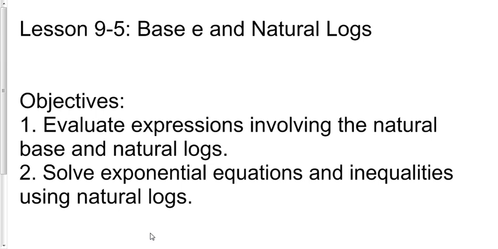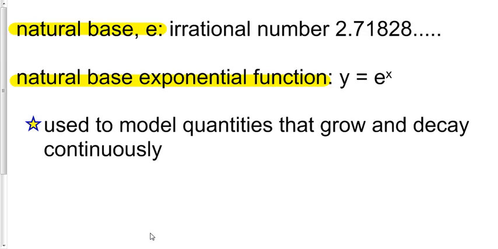9-5, base e and natural logs. So the natural base e is actually an irrational number. It's approximately 2.71828 and so forth. It's a number like pi that is never ending. That decimal will keep on going forever and ever and ever with no pattern to it.